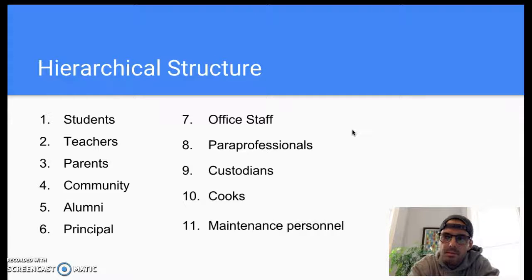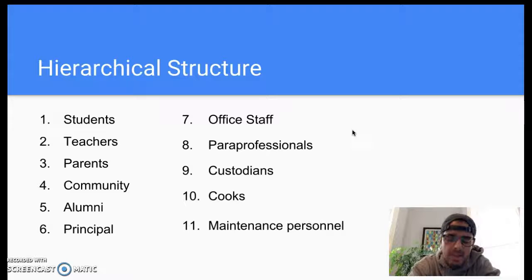Office staff, definitely important to the running of a building, but doesn't influence the students too much in a learning capacity. Paraprofessionals, the same. I think they help, and they're around students a lot, and they help with the learning of the students, but aren't as integral as anybody before them.